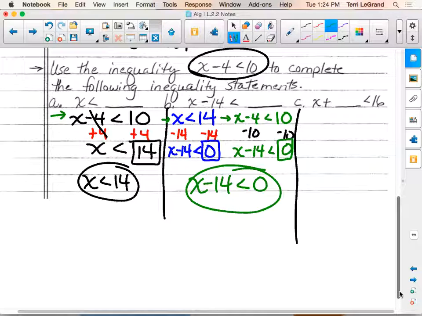Homework. Trust me. We'll all get the same answer eventually.